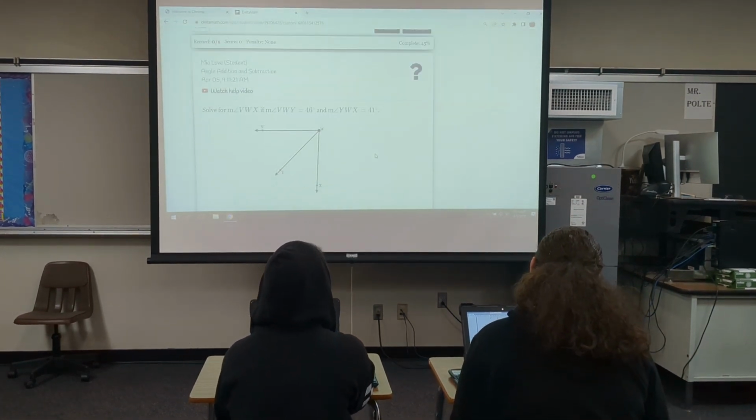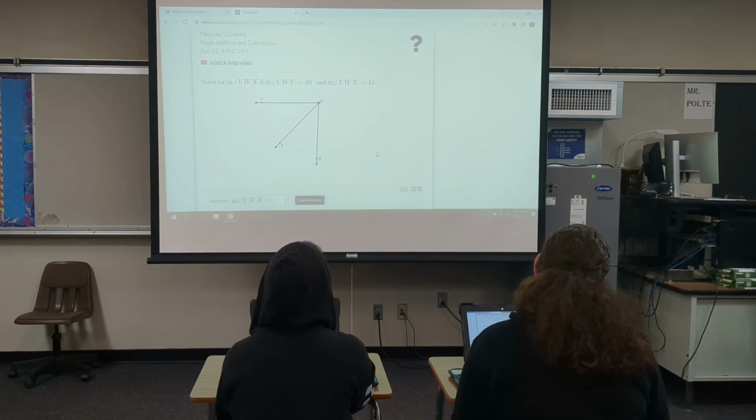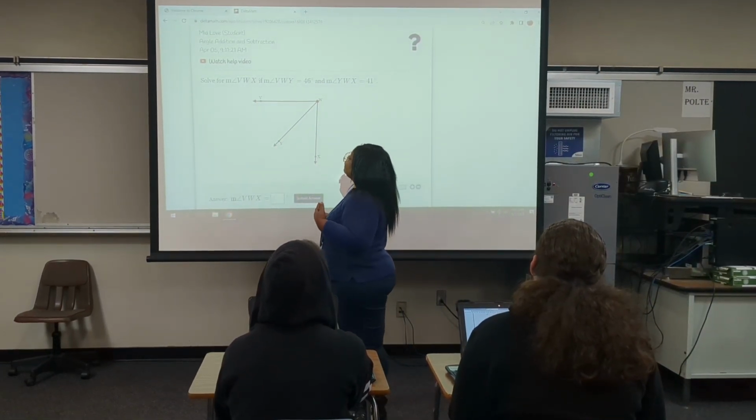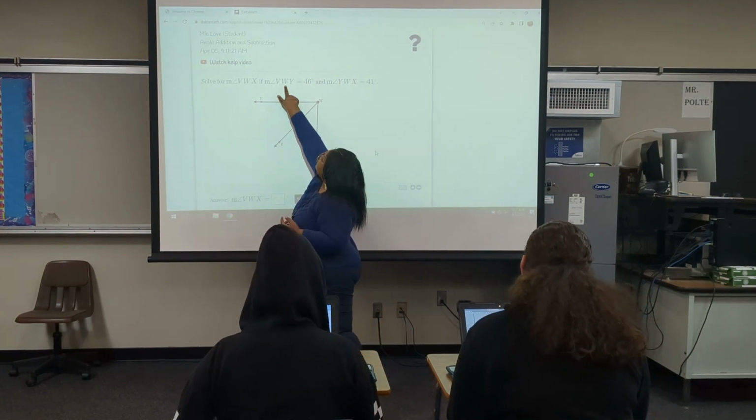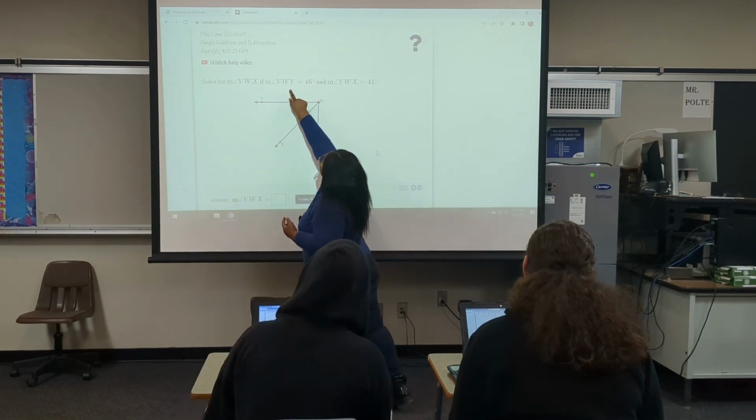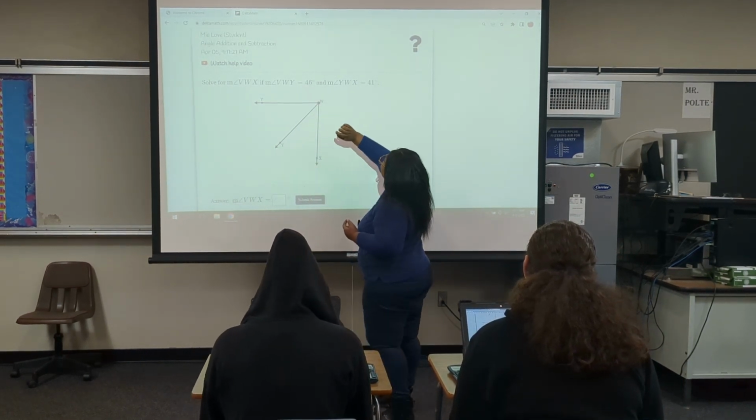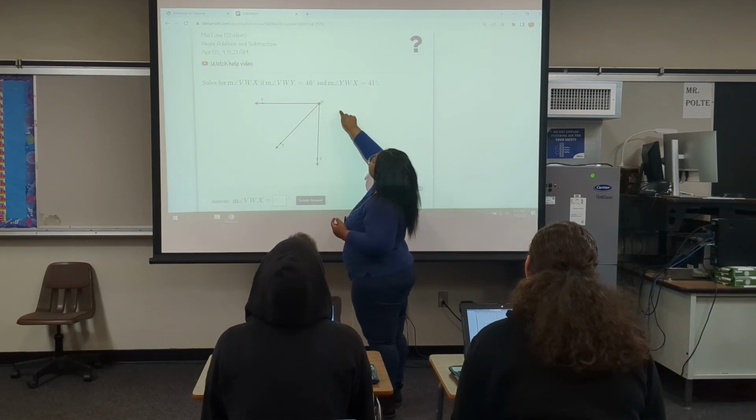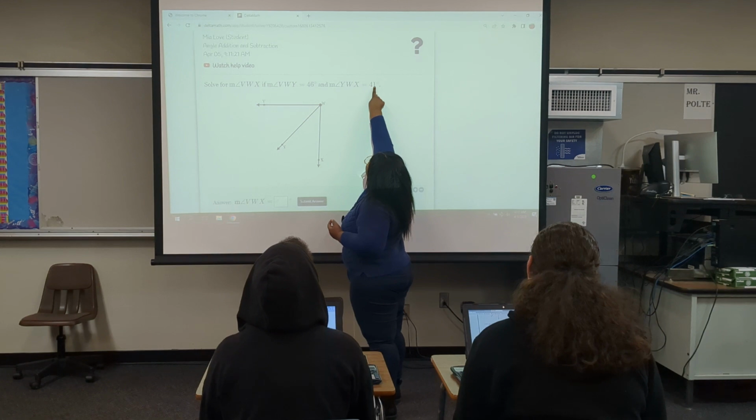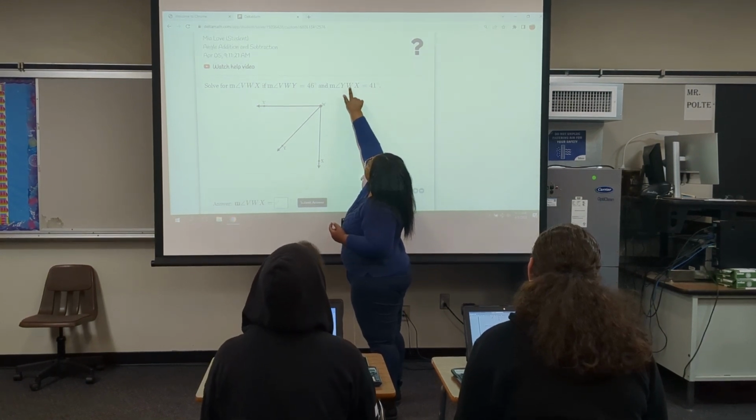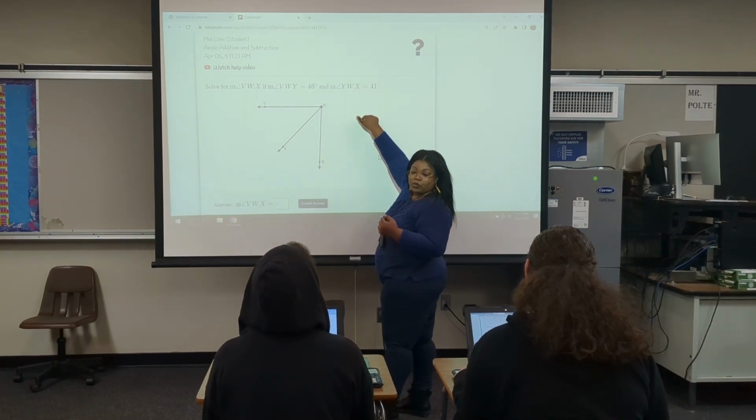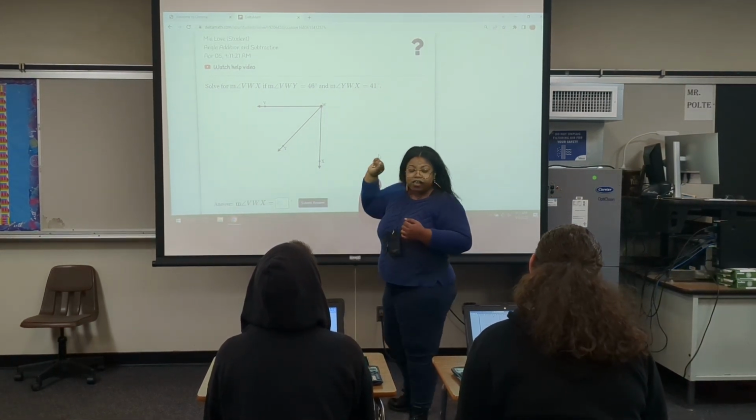All right. So now we're gonna try to solve for VWX if M equals VWY. So VWY equals 46 degrees, and we're gonna take that 46 degrees and add that to 41 for YWX. So 46 degrees plus 41, what is that? 87, okay.